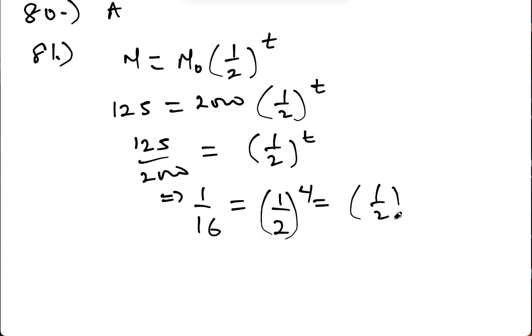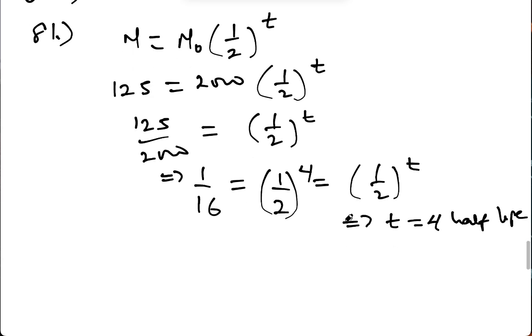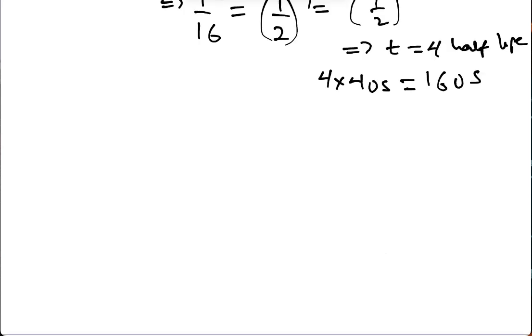So 1 over 2 raised to power t. The implication of that is that t is equal to 4 half-lives. It must have undergone 4 half-lives to get to that. So this would imply that the total time it took will be 4 times 40 seconds, which is 160 seconds. Okay, so let's move to question 82.